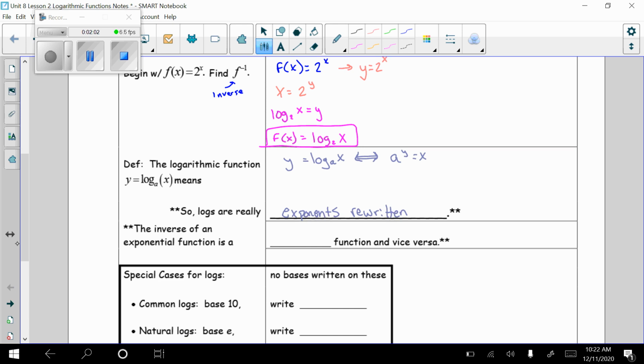Okay. So the inverse of an exponential function is a logarithmic function, and vice versa. Okay.